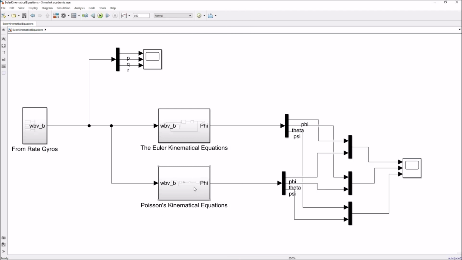Although, as we discussed, there are some advantages of Poisson over Euler and vice versa, right? We talked about how the Euler kinematical equations are a little bit more complicated. There's more integration to be done. It's a little bit slower, etc. But Poisson's has some benefits over Euler in the sense that it's a little bit more stable and it's got some other bells and whistles.